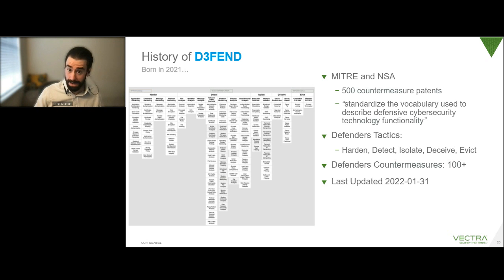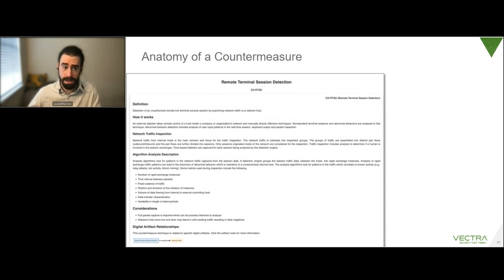What it looks like in terms of the anatomy here, for any of those boxes in this matrix, you have a description of what that countermeasure is. So a definition, an explanation of how it works, the artifacts that are involved, things to consider, and then the artifact relationship, that relationship between the attack technique and the artifact that generates it, and then the actual response.